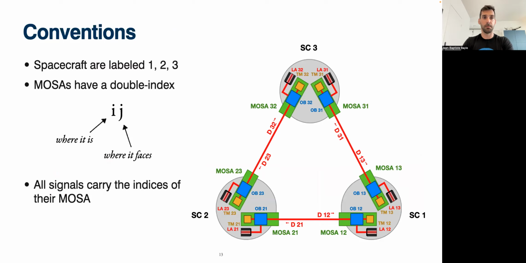And now just a few minutes to quickly brush over the simulation models underlying all of those simulations. We're going to start with a little bit of convention. So the spacecraft are labeled 1, 2, and 3. But as you know, there are 2 MOSAs per spacecraft. So we have to use this double index convention, where the first index is always the index of the spacecraft it sits on, and the second one is the index of the spacecraft it looks at. And then all the signals just carry these double indices of the MOSA they're attached to. So it's pretty easy.